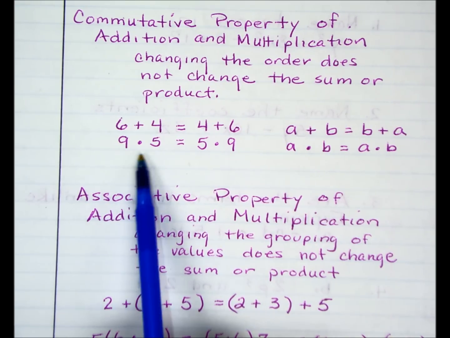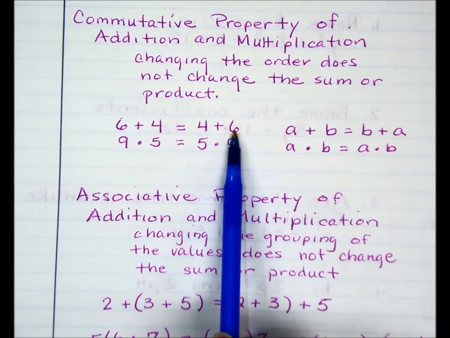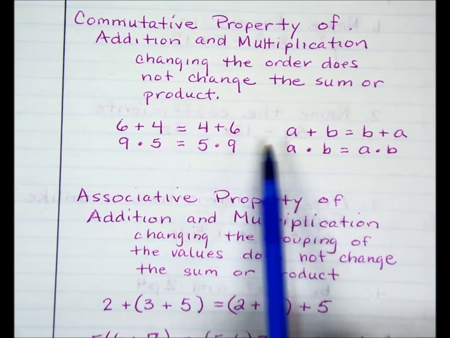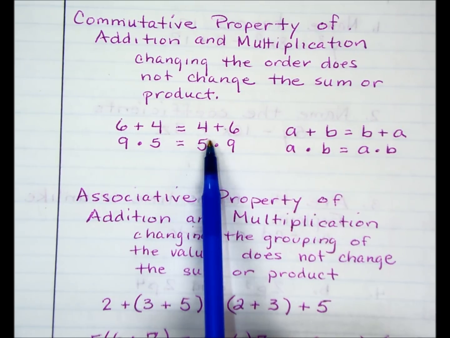So 6 plus 4 is the same as 4 plus 6, and 9 times 5 is the same as 5 times 9.